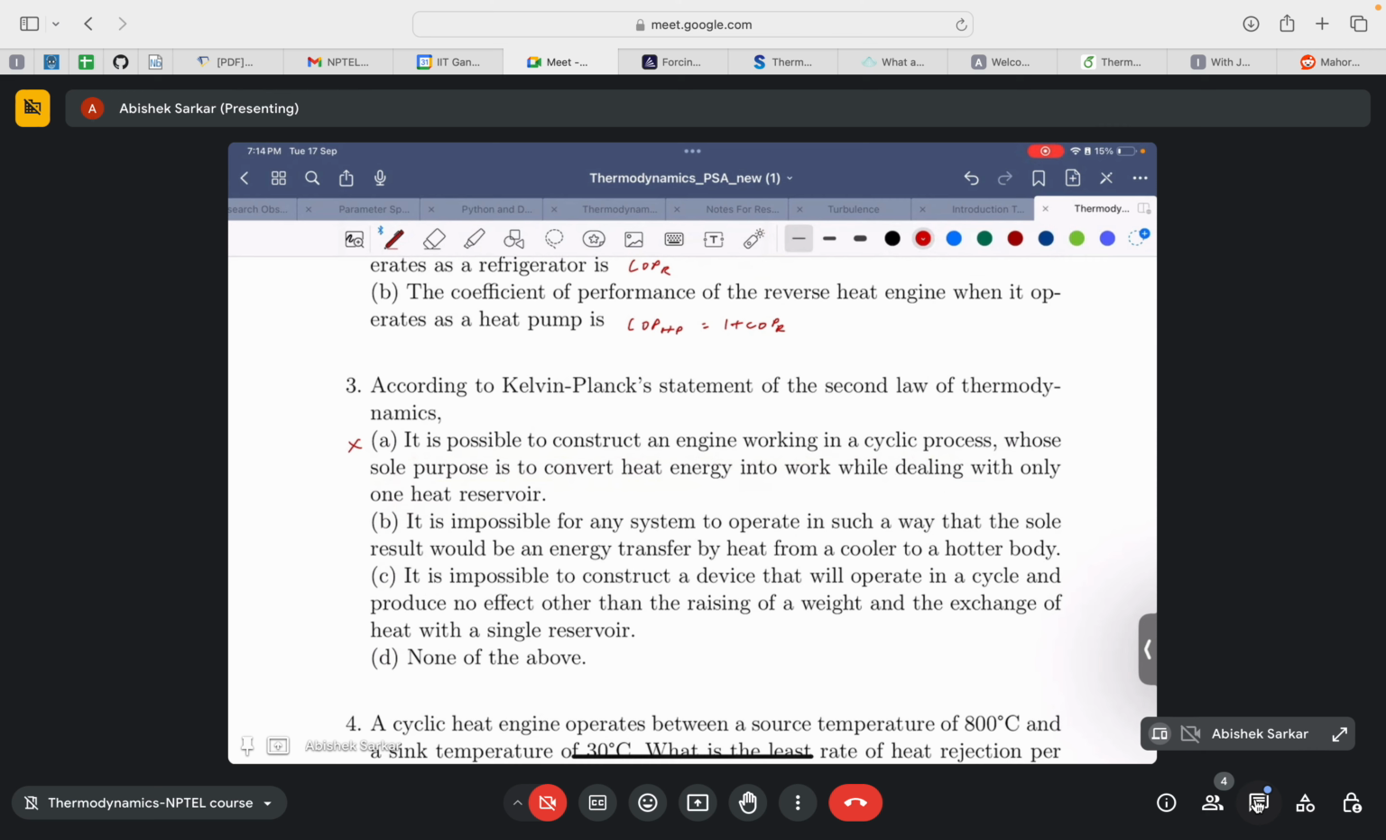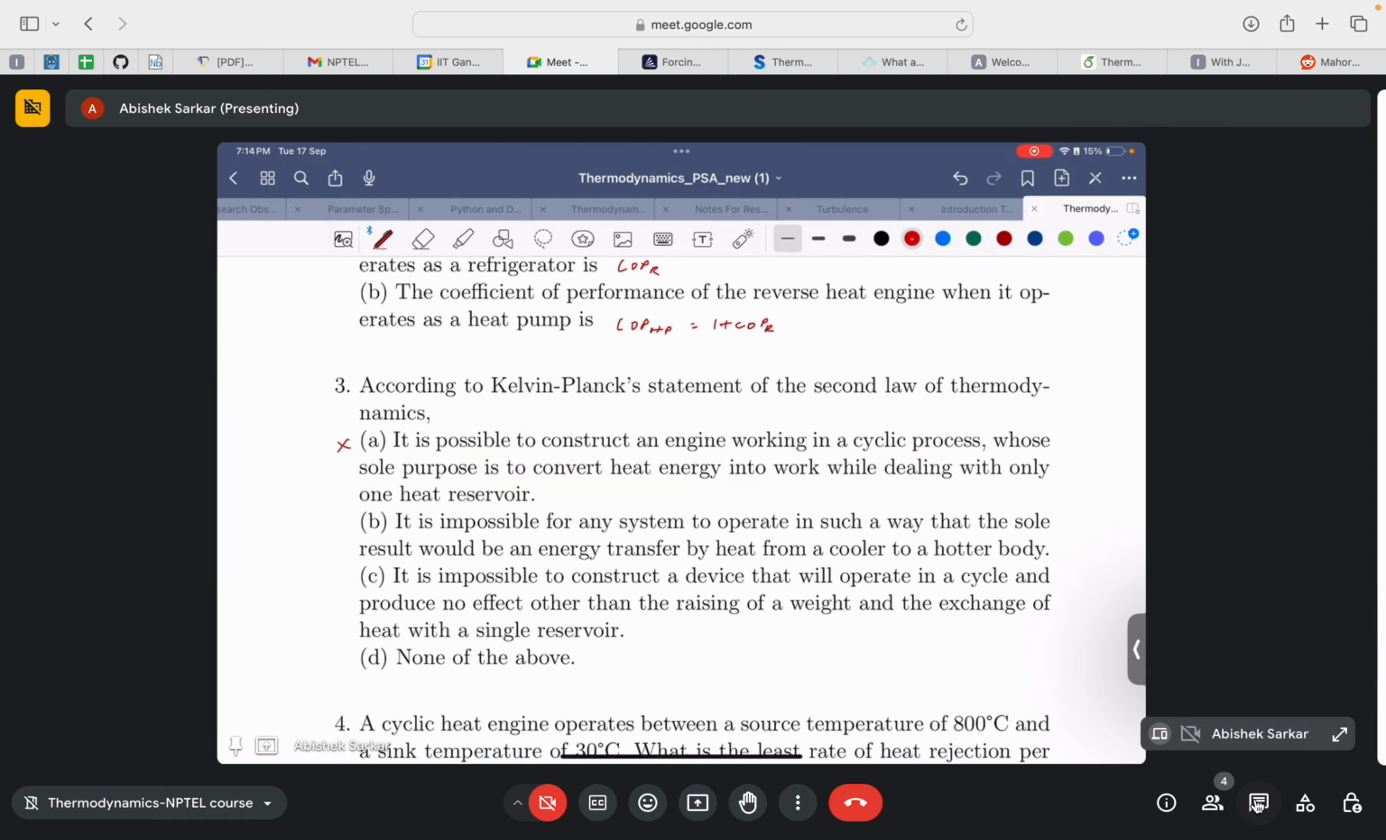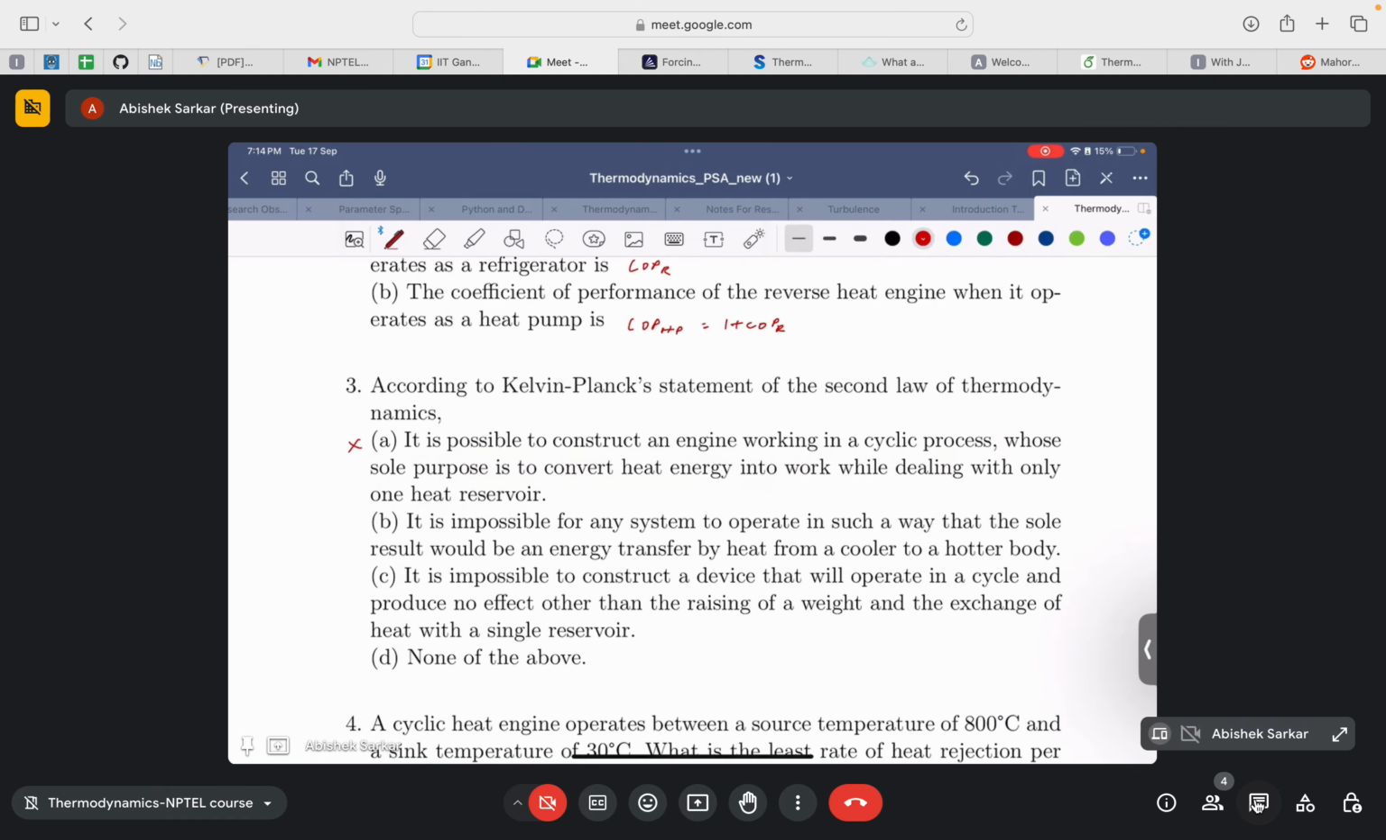So I suggest you look in the options carefully. It seems A is not correct because it is mentioning that the system can generate work while interacting with only one heat reservoir. Okay. So the correct option, you can look into the statements. One of the statements is correct. It's the interplay between the words.